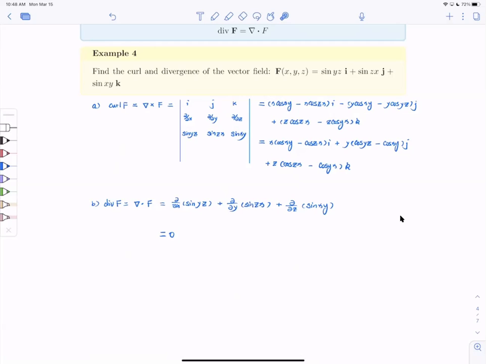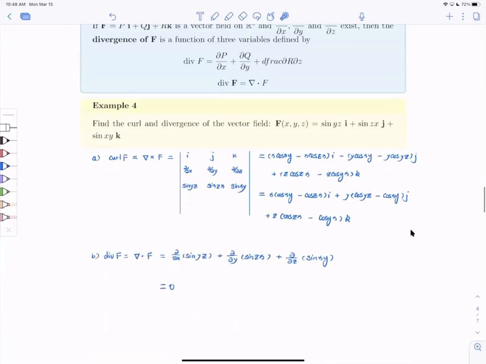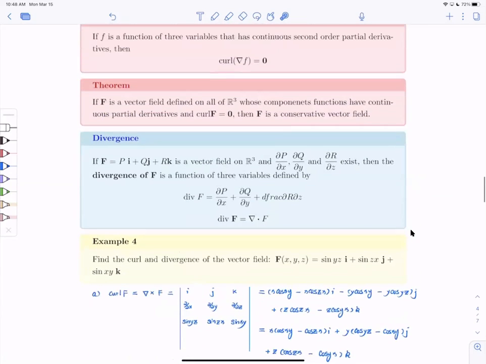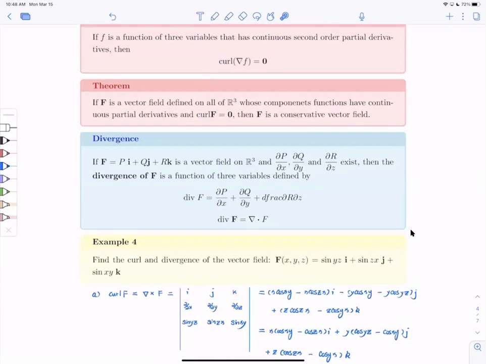Wait, when is this equal to 0 in R3 again? Like, when could we use a theorem? Which theorem are we talking about? This one or this one? Second. Oh, the second one is saying that if this equals 0, then you call it a conservative vector field. So basically the question will be verify that this vector field is conservative, or check if this is conservative.